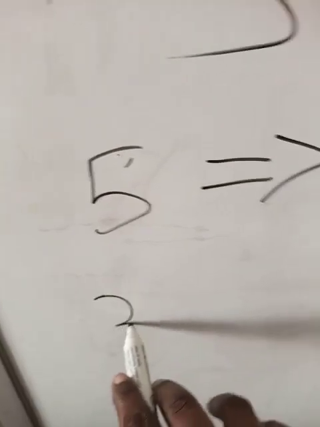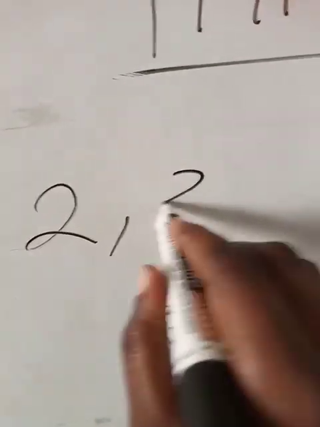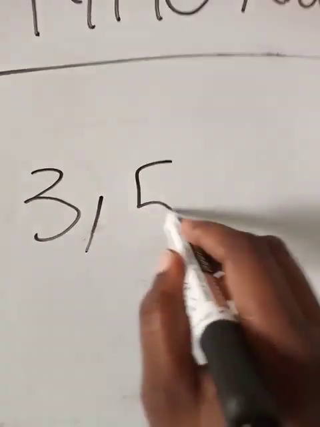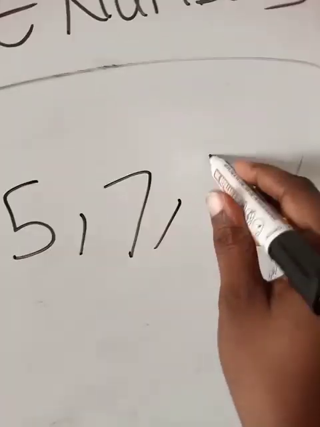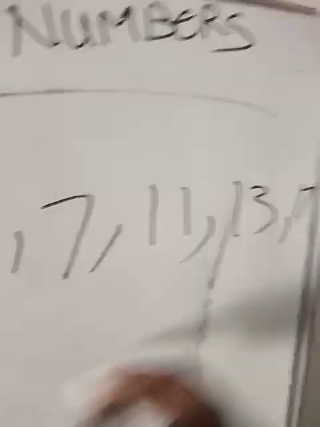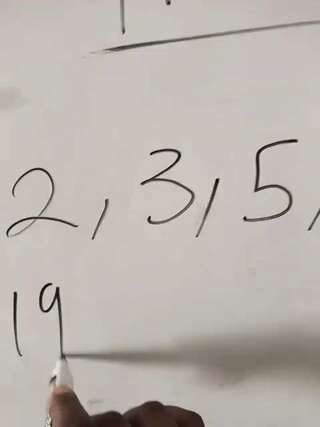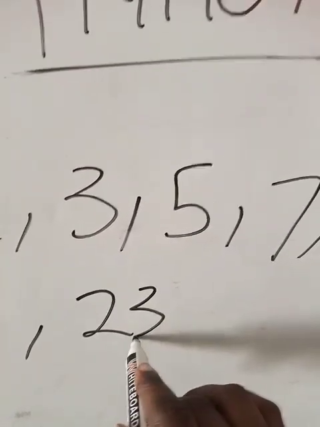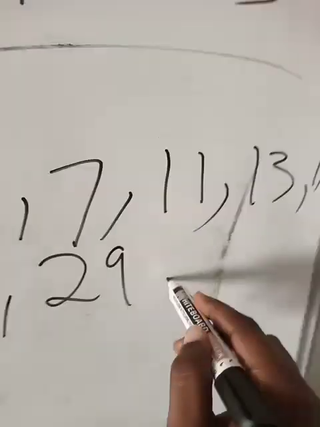There are other prime numbers. For example, we have 2. We have examples of prime numbers: 2, 3, 5, 7, 11, 13, 17, 19, 23, 29, and the list goes on and on.